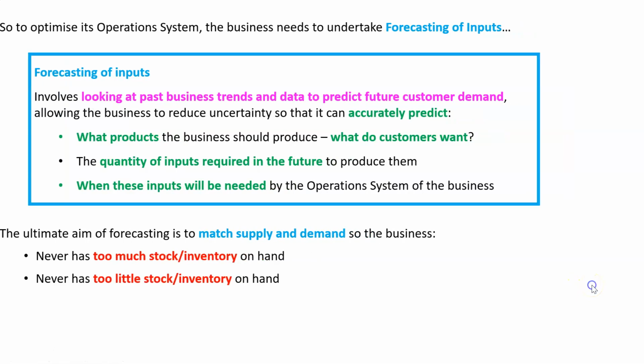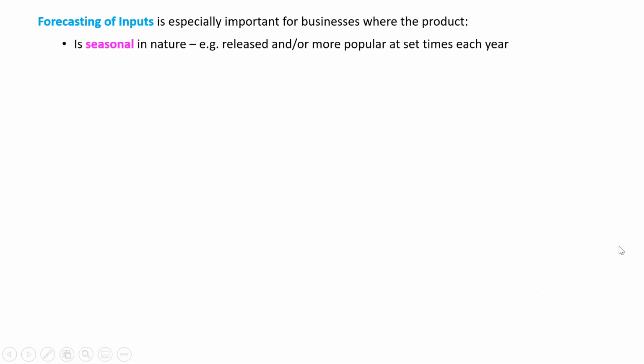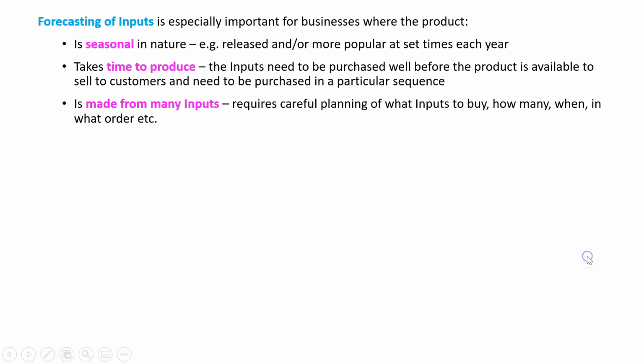This is going to be very important for particular businesses, in particular a business where the product is seasonal in nature, for example, it's released or more popular at set times each year. Forecasting is also very important when the product takes time to produce, so the inputs need to be purchased well before the product is available to be sold to customers. Or maybe they need to be purchased in a particular sequence.